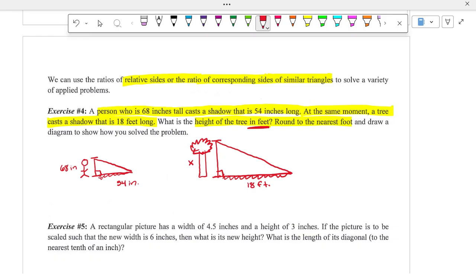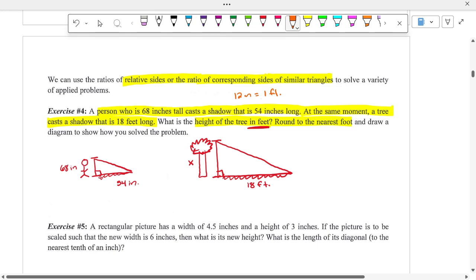So that, or you can convert the feet to inches and then convert back. It doesn't matter. So, let's just convert inches to feet. How do I convert inches to feet? How many inches in a foot? 12. So there's 12 inches in 1 foot. So how do I convert from inches to feet?